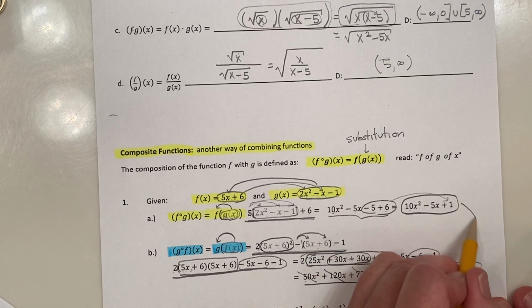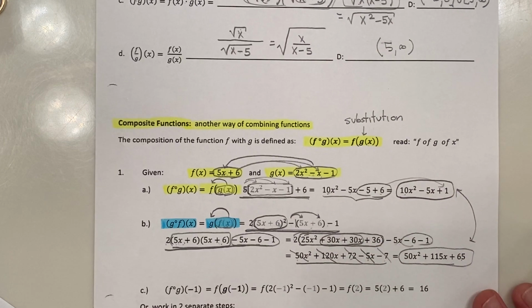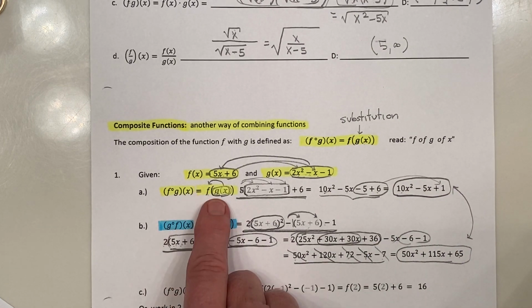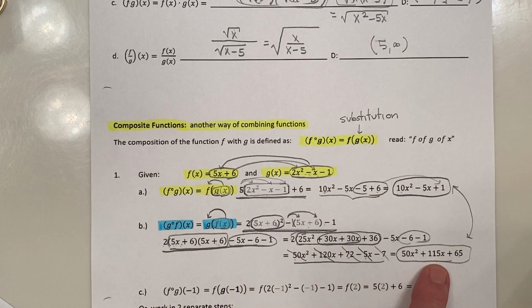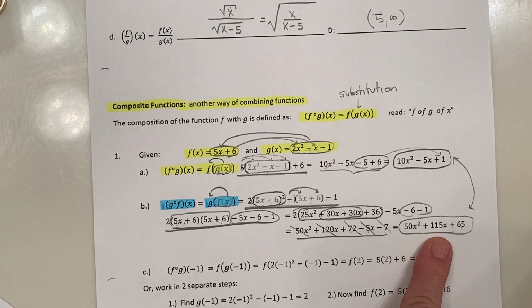So kind of neat to note that, depending upon the order in which you compose, if it's f of g of x or g of f of x, you're not going to get the same answer in most cases.